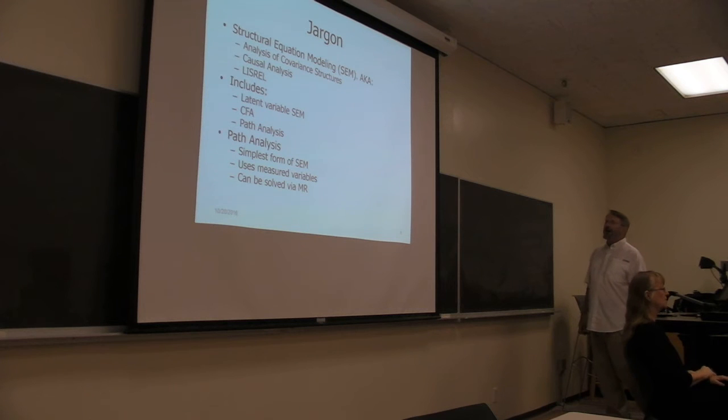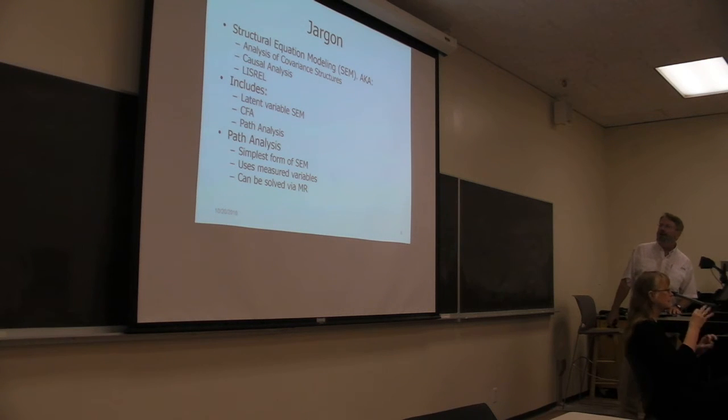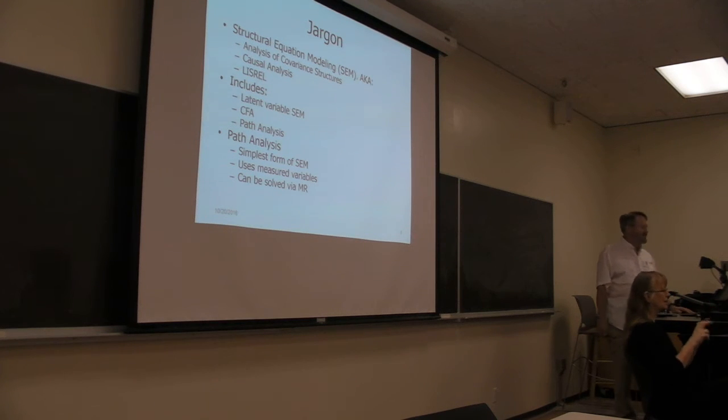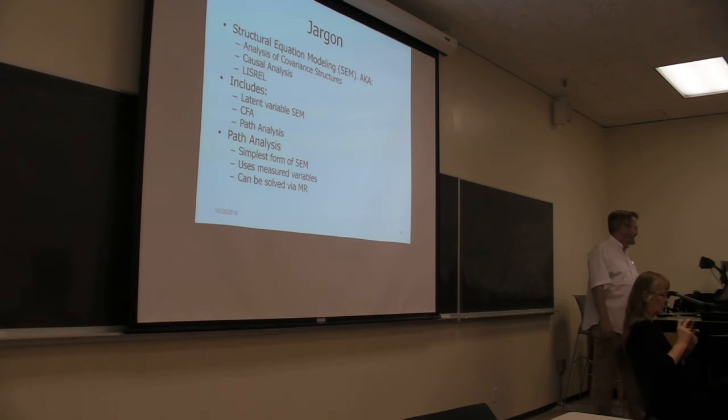So a little jargon. I'm going to refer to this as structural equation modeling, which is a pretty common term, but it can also be referred to as analysis of covariance structures. Sometimes you hear people refer to it as causal analysis, sometimes LISREL, which was simply the first computer program that enabled you to do structural equation modeling. It involves what I'll refer to as latent variable structural equation modeling. A subset of it is confirmatory factor analysis, and another subset of it is path analysis. Path analysis is simply the simplest form of structural equation modeling.